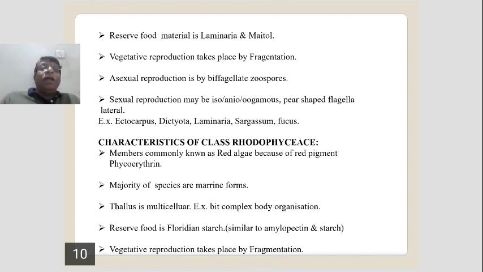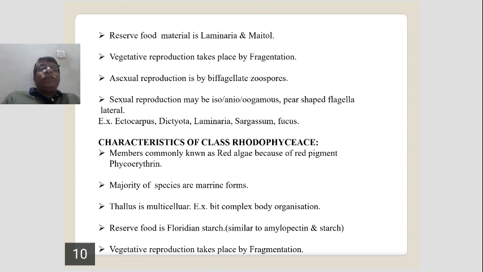Laminarin and mannitol. That spelling is also wrong, mannitol, M-A-N-N-I-T-O-L. What is the reserve food? Laminarin and mannitol.